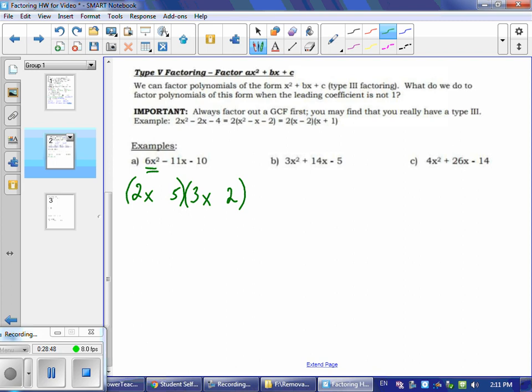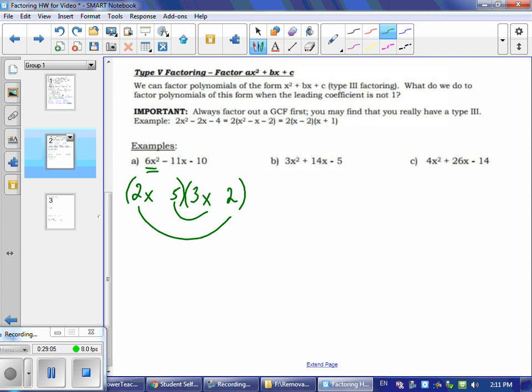Yes, and it looks like this one's going to work, because now if I do my outsides, I get 4x. If I do my insides, I get 15x. 15 and 4 can add or subtract to 11. 15 plus 4 is 19. That doesn't help, but 15 minus 4 is 11.